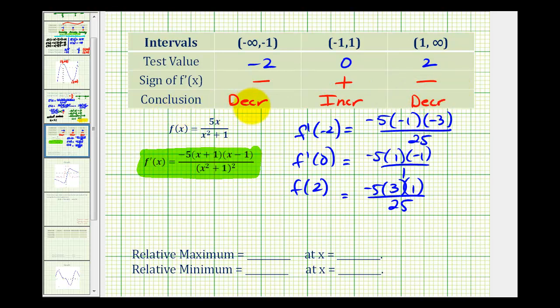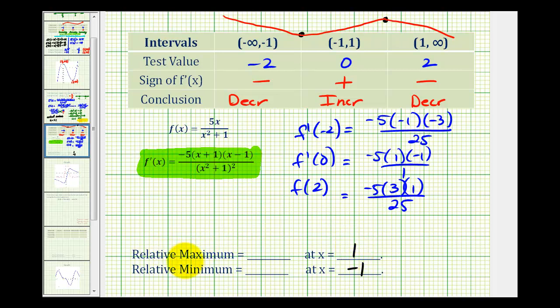So let's sketch what this information represents. If the function is decreasing on this interval, that means it's going downhill on this interval. And then notice on this interval it's increasing, so it's going uphill on this interval. And then on the right it starts to decrease again. So that tells us that at x equals -1, we have a low point or a relative minimum. And then at x equals +1, we have a high point or a relative maximum. Let's go ahead and record that. Again, we have a relative minimum at x equals -1, and we have a relative maximum at x equals +1.